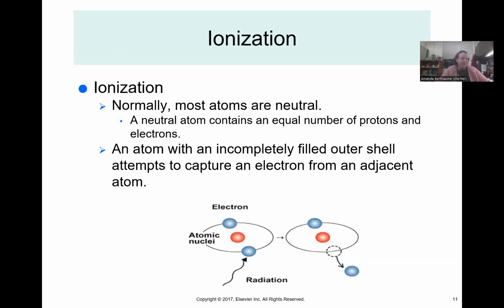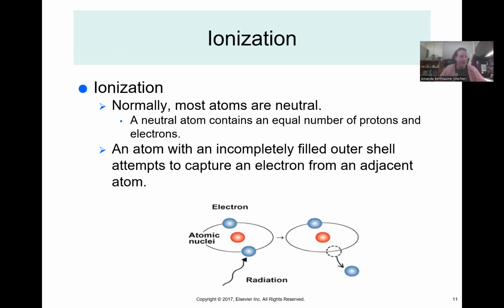And before you are able to understand how X-rays are produced, a working knowledge of ionization and the difference between radiation and radioactivity is really important. So ionization: normally most atoms are neutral, right? A neutral atom contains an equal number of protons and electrons. The atom is completely filled to its outer shell. It is a whole atom.